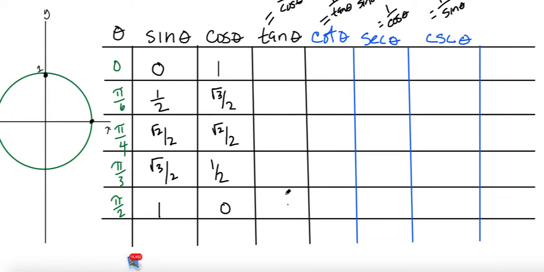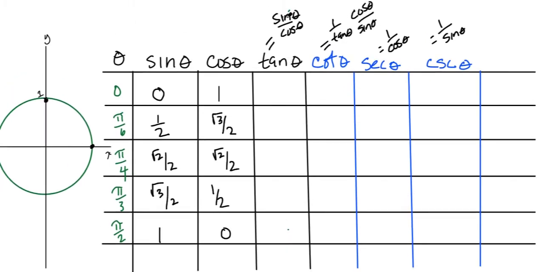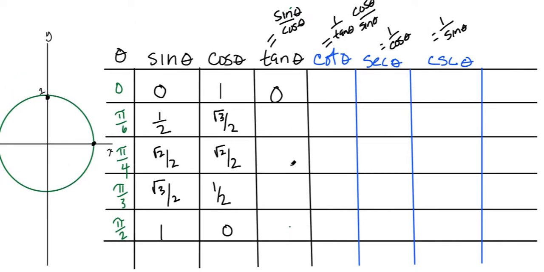And then from there we can get the tangent values. If the tangent is sine over cosine, then the tangent of 0 is going to be 0. The tangent of pi over 6 is going to be 1 over the square root of 3, which resolves to square root 3 over 3 when you rationalize the denominator. This will be 1. This over this is just going to be the square root of 3. And what you're going to notice here is that 1 over 0 is going to be undefined.